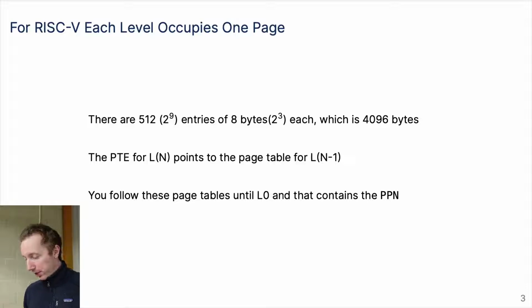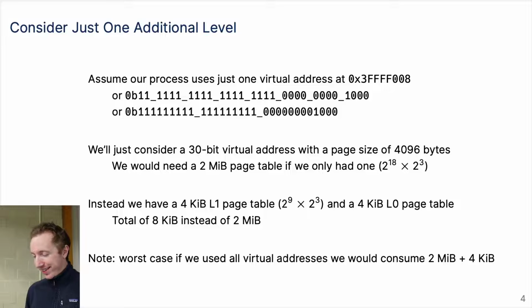So you can fit more entries. Okay, so this is how you do a translation with just 1 additional level. So we'll just consider 1 virtual address, which is 3FFFFF008, which if you write it out in binary, it is this.